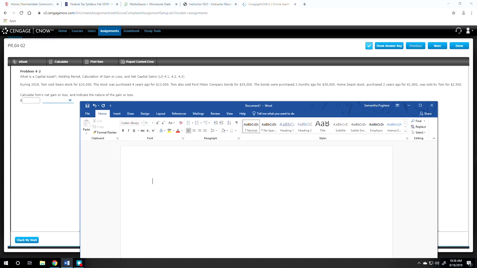Okay, so for this Sears stock, we bought it for 13 and we sold it for 10. Obviously we lost money, right? So what we sold it for minus what we bought it for equals a $3,000 capital loss, and it's a long-term capital loss.